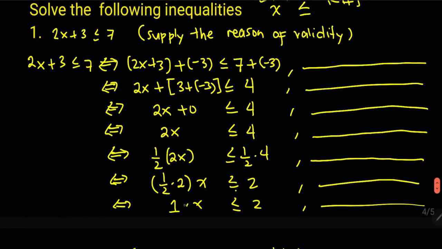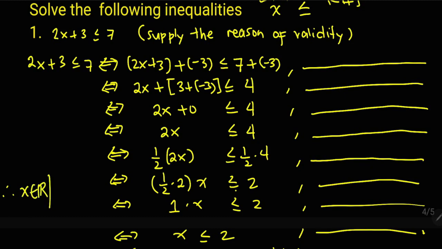Now, 1 times x is simply x. So we have x is less than or equal to 2. So we were able to solve the inequality 2x plus 3 is less than or equal to 7 whenever x is less than or equal to 2. What's the reason? So therefore, our solution set is the set of all x in the set of rational numbers such that x is less than or equal to 2. That's our solution set.